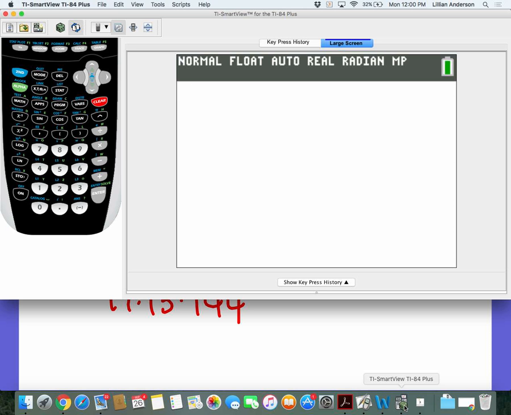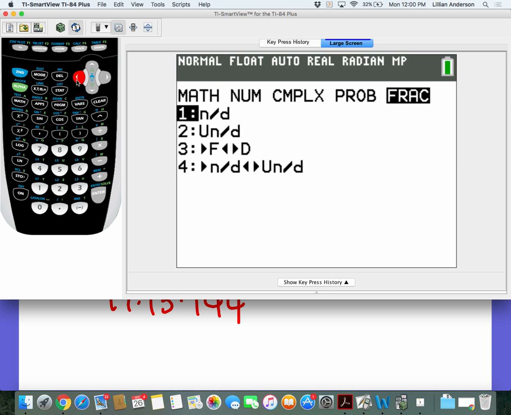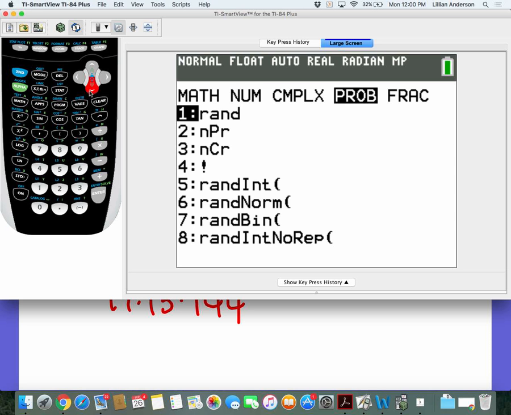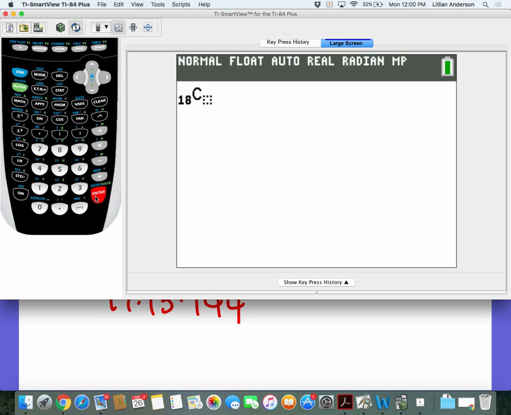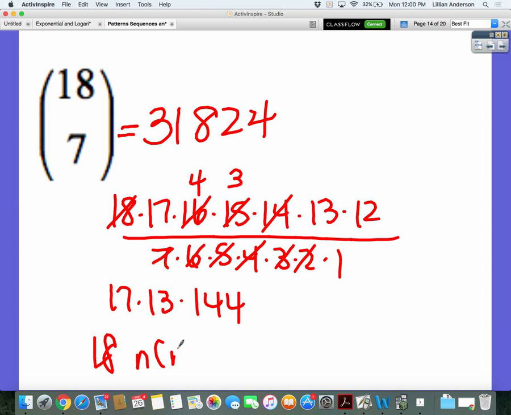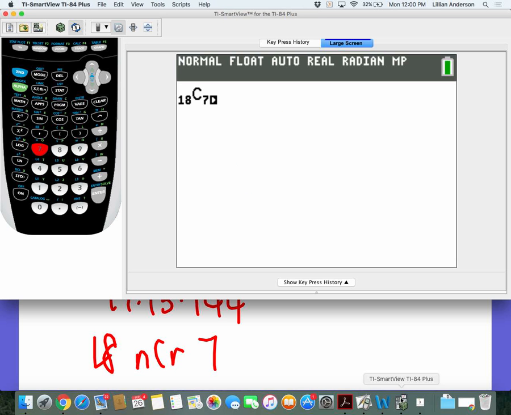It can be done by calculator. Honestly, something that large would definitely be a calculator. You type in your first number, then you go to math. You go over to PRB, and there's nCr. For my calculator, it automatically takes me into the notation that I want. But for you, it might just be this, and then the nCr. You type in 7, and then you click enter, and there's your number. We only deal with nCr, not nPr.